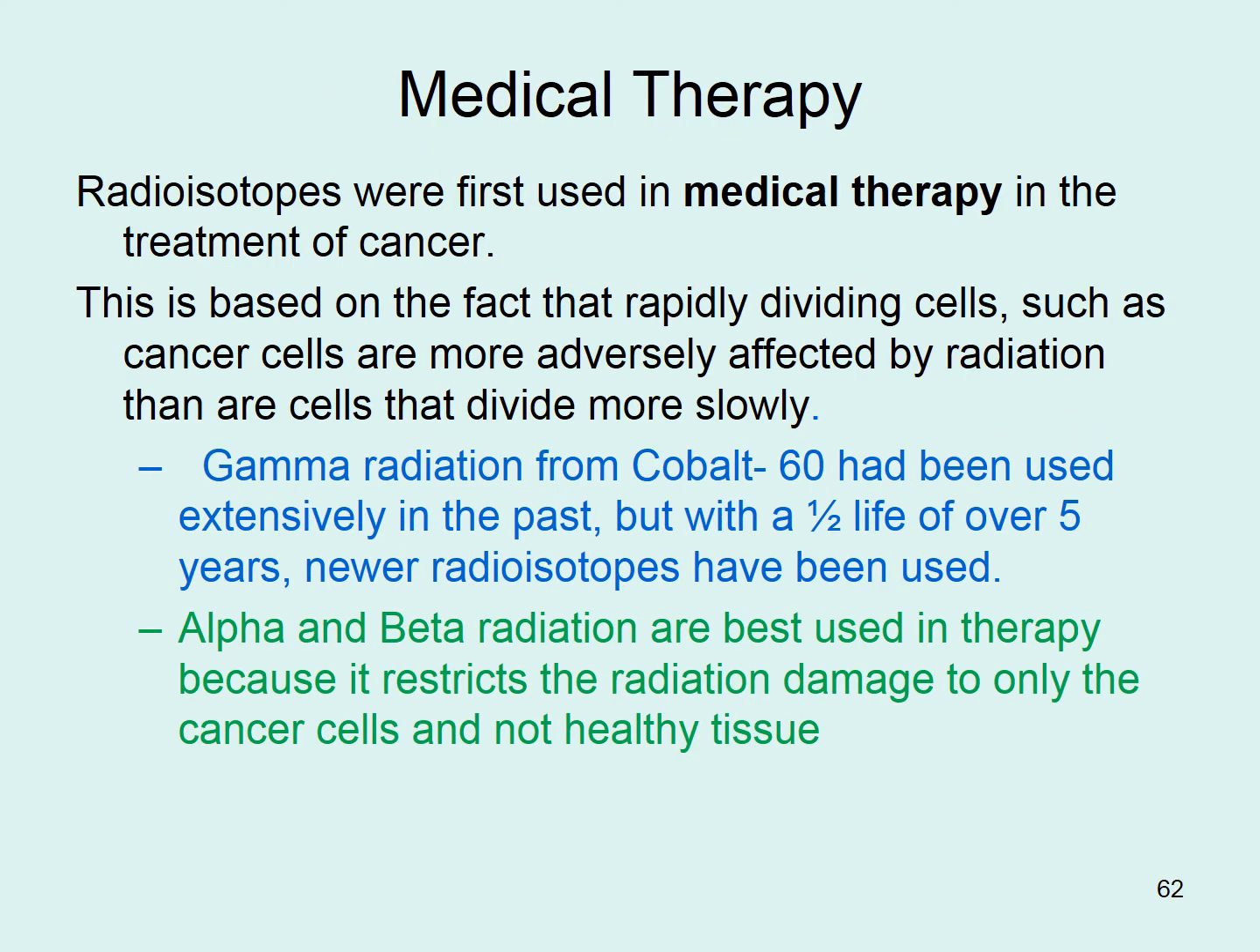Therapy is a different way of using radiation. We know that that's often used for the treatment of cancer. Why is it used for cancer? It's because radioactivity often has the most effect on rapidly dividing cells. Cancer cells are rapidly dividing cells. They're more adversely affected by radiation, and so that's why radiation is often used.